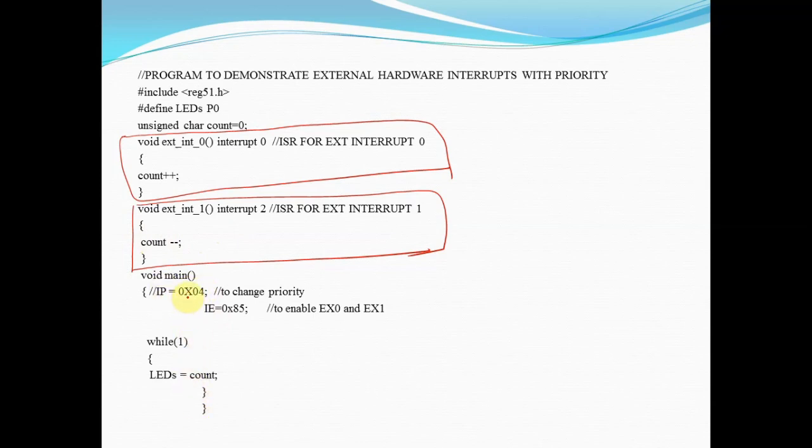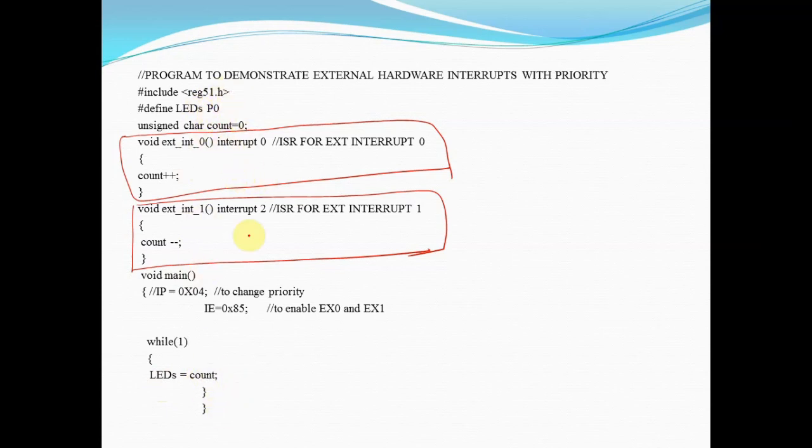In the main program, for changing the priority, I have loaded a value into IP, but right now I am not focusing on that. First you have to load the value in the IE register. Just now we discussed that whenever we want to enable both interrupts INT0 and INT1, or EX0 and EX1, we have to load the value 85. So I have given IE is equal to 0x85, and in the main program, whatever the count value is, I am going to assign it to the LEDs, that is to port 0. So that count value you can observe on port 0.